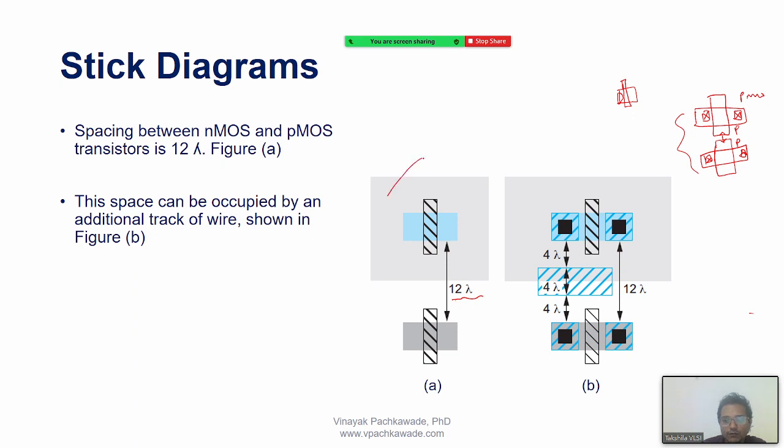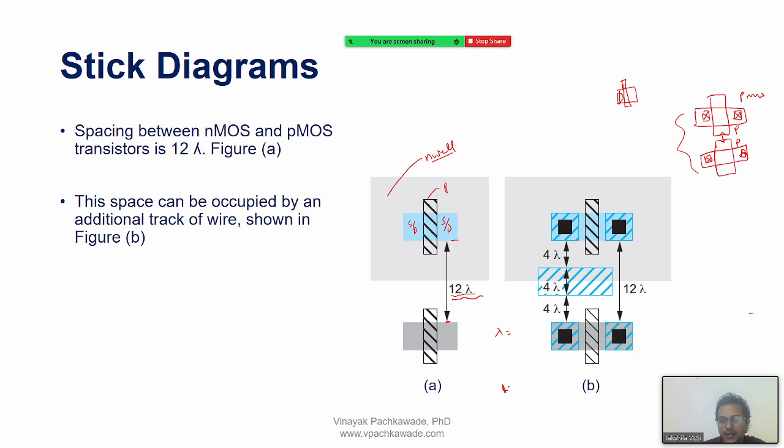What is this area? N well, because I have a separate body for the PMOS. So this is source or drain of PMOS, this is source or drain of PMOS, here is poly, and then I have this. And then it says from the active diffusion area of the PMOS to the active diffusion area of the PMOS, I must leave a space of about 12 lambda.